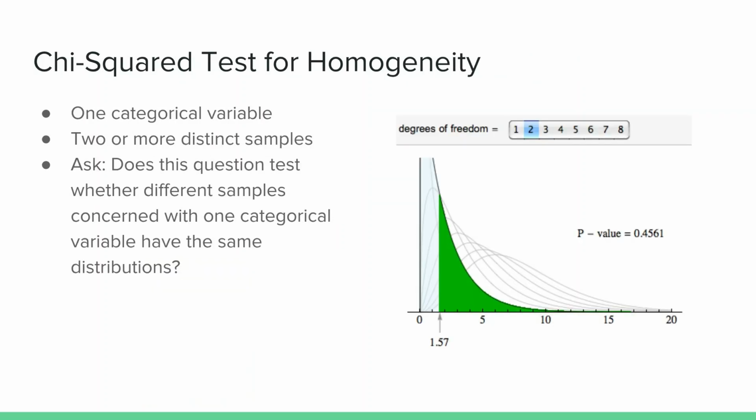In order to identify a chi-square test for homogeneity, you should look out for the presence of one categorical variable and two or more distinct samples. A chi-square test for homogeneity tests whether different samples concerned with one categorical variable have the same distributions. Having one variable and two or more different samples is a clear indication of a chi-square test for homogeneity.